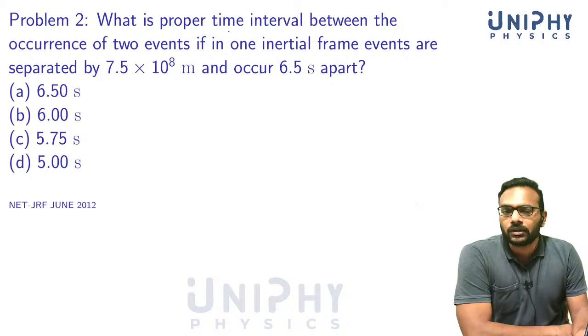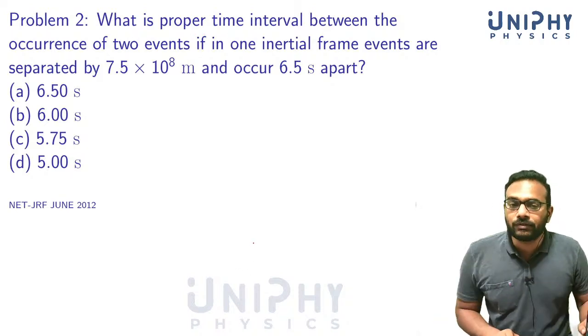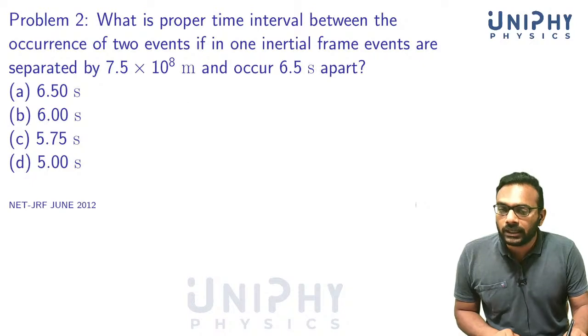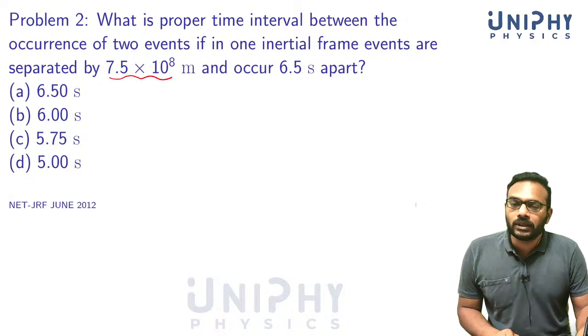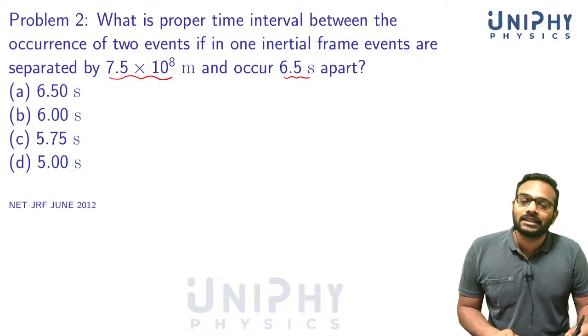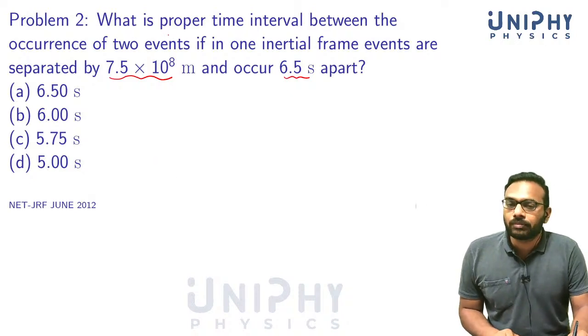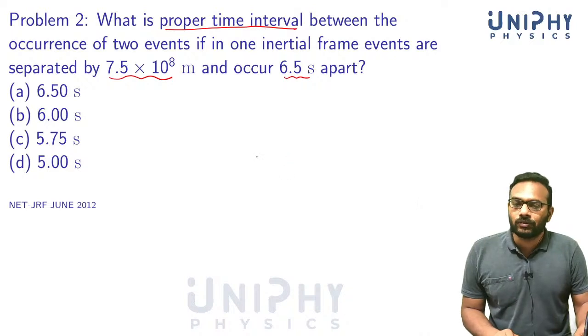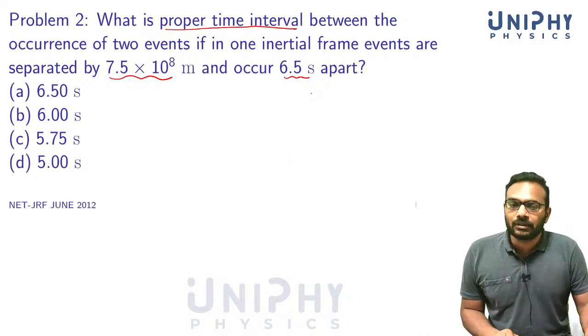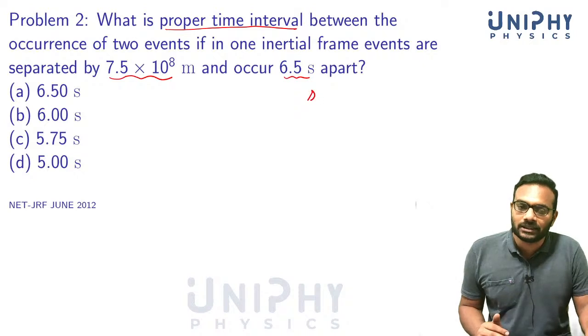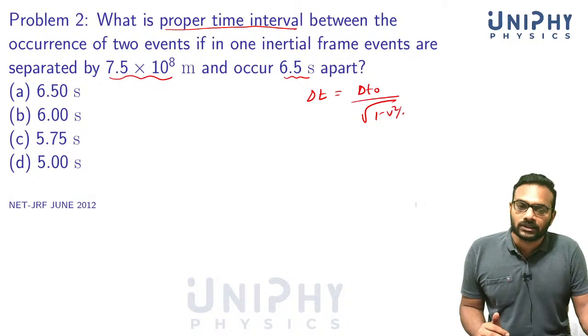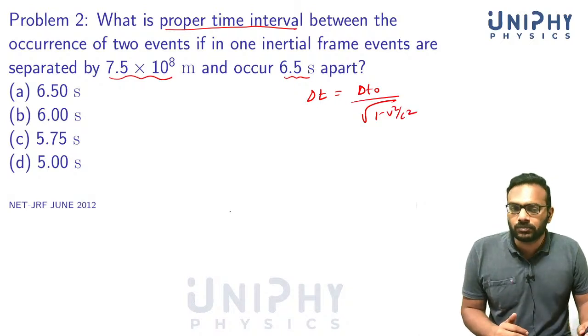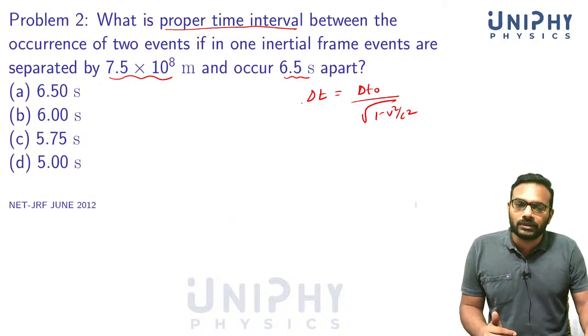What's the proper time interval between the occurrence of two events if in one inertial frame the events are separated by 7.5 into 10 raised to 8 meters and occur 6.5 seconds apart? They have asked the proper time interval. Now, the usual expression that comes to our mind when we talk about proper time is this: delta t is equal to delta t0 divided by square root of 1 minus v square by c square. But we need a velocity to solve this problem. So it seems that you don't have enough information to solve this, but there is information hidden in here. I'll tell you how.